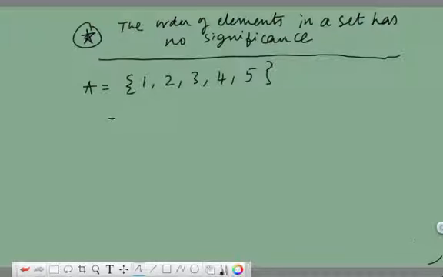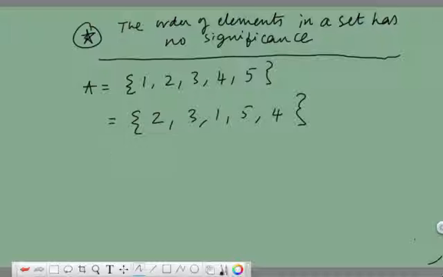This is also equal to {2, 3, 1, 5, 4}. So this is the same set. The order of the elements is just changed, but it doesn't mean that there are two different sets. In both cases, the elements of the sets are the first 5 natural numbers. So the order of elements in a set has no significance.